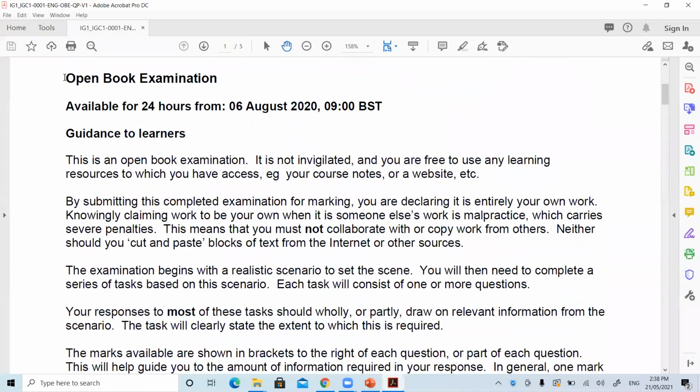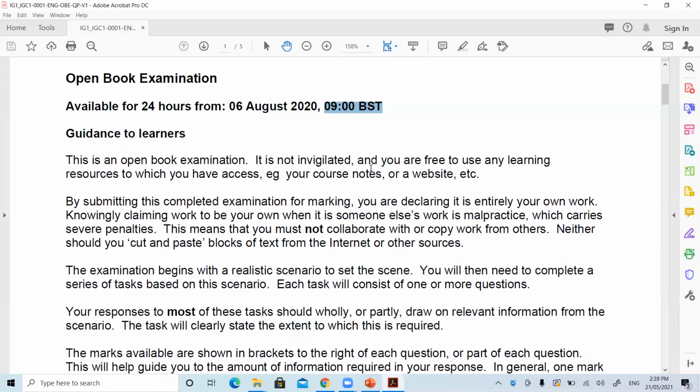Okay, so this is an open book examination, which means you can open the book and use the book while answering your question paper. It will be available for 24 hours from 6 August 2020, 9 BST. Now, BST here means British Summer Time. 9 BST is basically 12 p.m. in the afternoon of Gulf Standard Time.